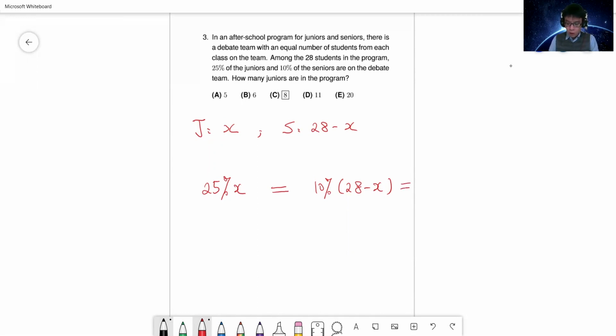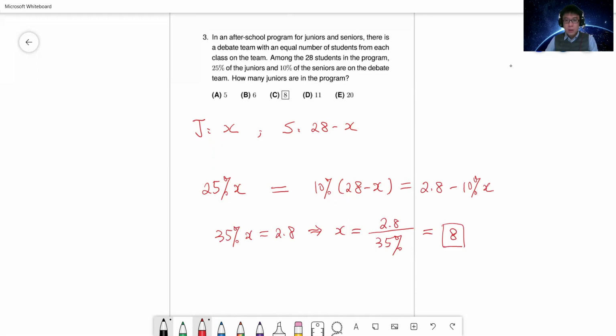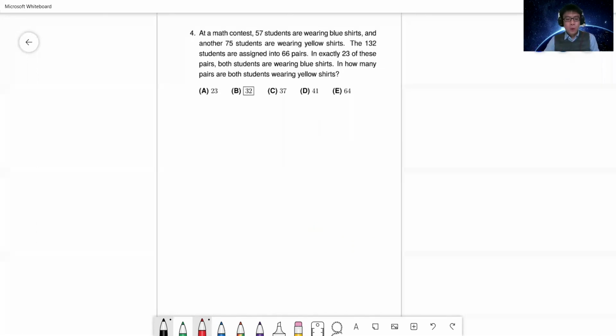On the right, this equals 2.8 minus 10% x, and we have 35% x equals 2.8. So x equals 2.8 divided by 35%, and we'll have the number 8. So 8 is the solution. We choose C.